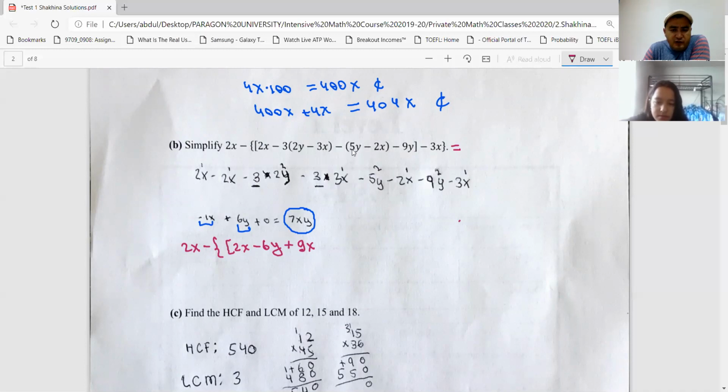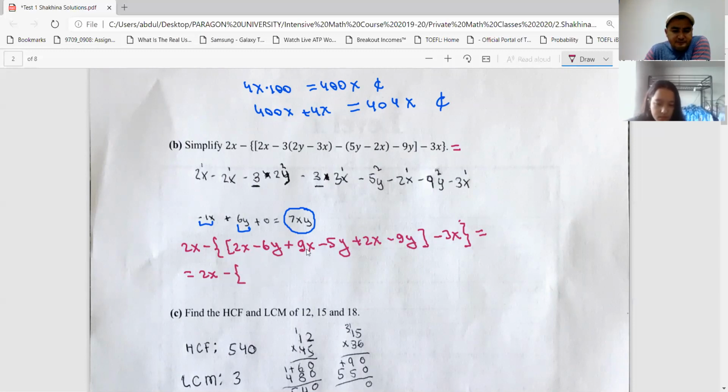Now, in front of this bracket we have only a minus sign, so we have to change the sign. It's like minus 1 times 5, that is minus 5y. Minus times minus is plus 2x. And what we have here is minus 9y, and this bracket and minus 3x. So here we have curly brackets. Immediately we have to simplify the inside. In front of this rectangular bracket we have nothing, so we don't have to write it. Now we have only the curly bracket.